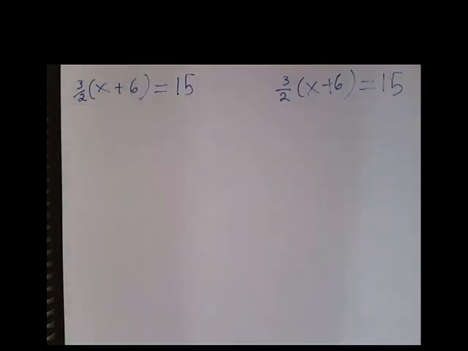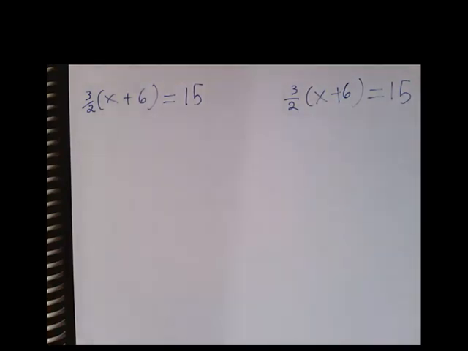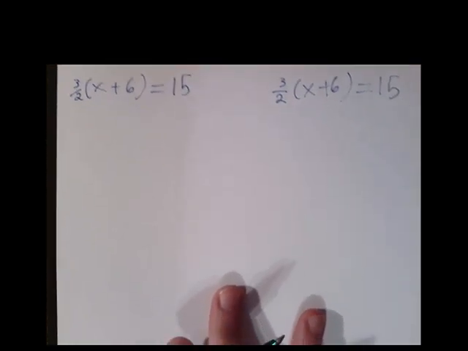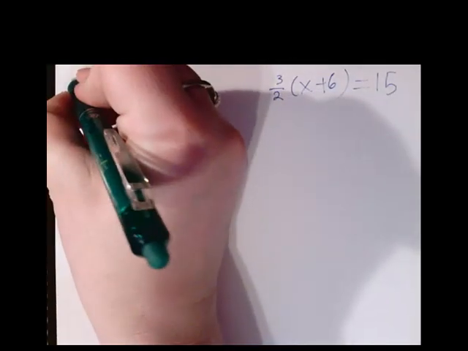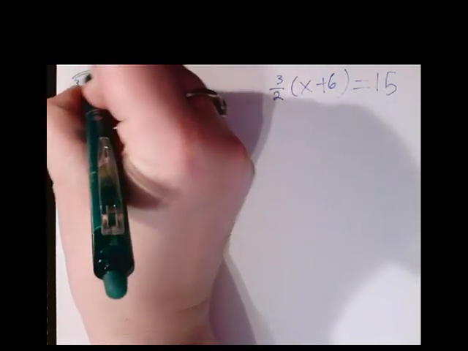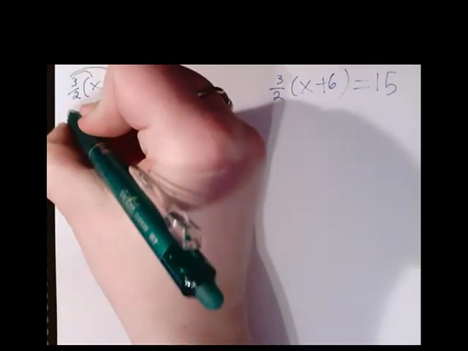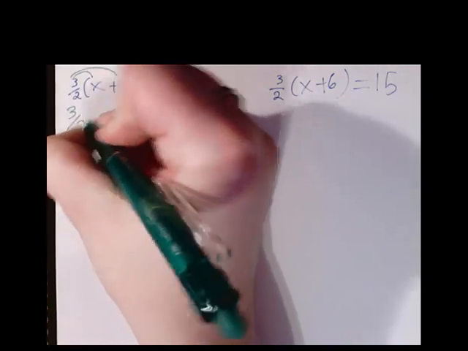All right, I've got 3/2 times x plus 6 is equal to 15. I can use the same methods I did in the last example to solve for this one. So I'm going to start with the distributive property first. So I'm going to take 3/2 times x and 3/2 times 6. Again, I'm writing this step so everybody sees what I'm doing.